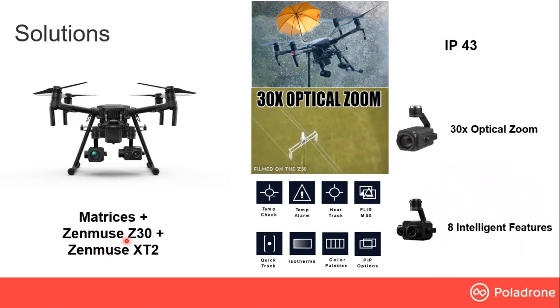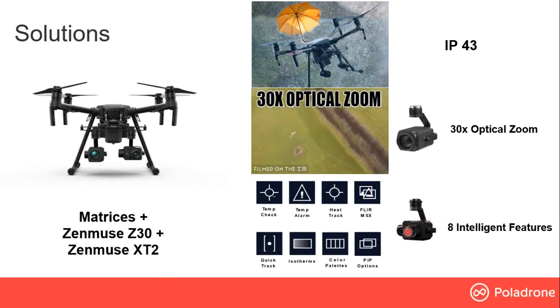For this Zenmuse Z30 camera, this camera is very powerful as it comes with 30-times optical zoom. Like I mentioned, you can see in the photos here, your drone doesn't have to fly so near to the cell tower, yet you can zoom all the way in to check every single detail, whether there's any defect with the structure or not. And then followed by this Zenmuse XT2 camera.